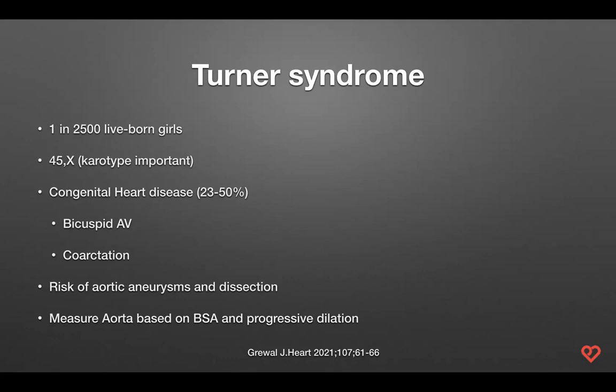The risk of aneurysms and dissections is there. I have noted that it is mostly in patients who have bicuspid aortic valves or coarctation. It is important to measure the aorta based on body surface area and to measure the rate of progressive dilatation. The article that I'm referencing at the bottom of this slide is important because they looked at all Turner pregnancies and they're starting to determine that the risk of dissection is actually low in patients with Turner's.